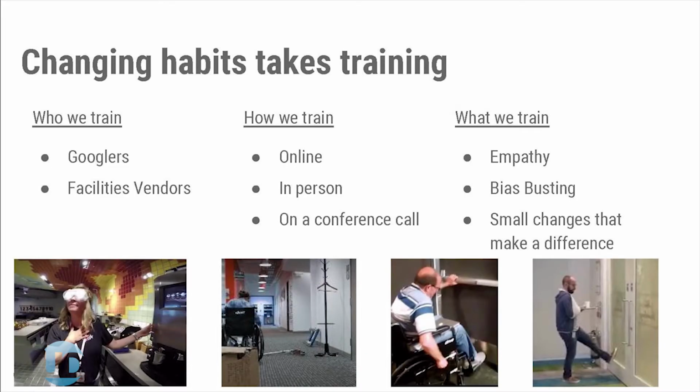So that's where we get into the education piece. We train both our Googlers as well as our facilities vendors because they're the first line that people interact with. And we train them not only about empathy and those small little things they can do day to day, but we also train them about bias busting. It's a term we use at Google a lot about making sure we identify the inherent biases that some people may have. And a lot of people have never interacted with someone with a disability. They feel very uncomfortable with it.